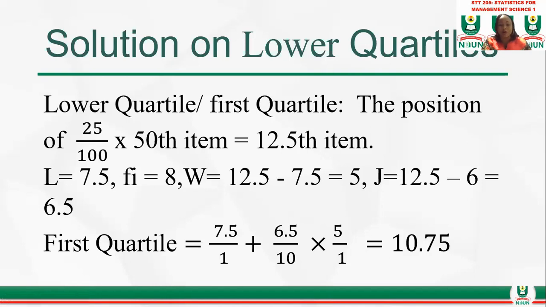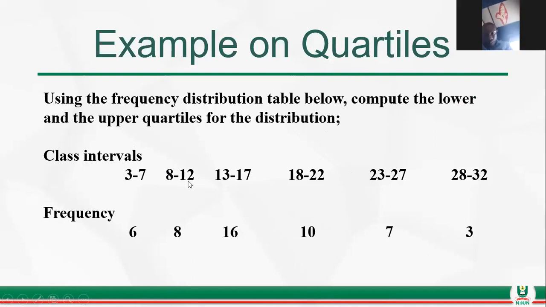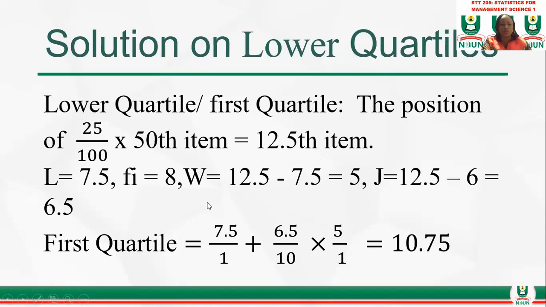The class interval of that particular class I'm interested in. What's the lower class interval for between 8 to 12? Can anybody tell us? 7.5. Thank you. And the upper class is what? 12.5. Thank you very much. So with that, you are good to go. The lower class interval of that particular class is 7.5, and the frequency of that class is 8.